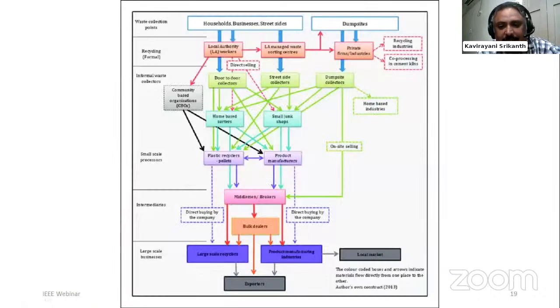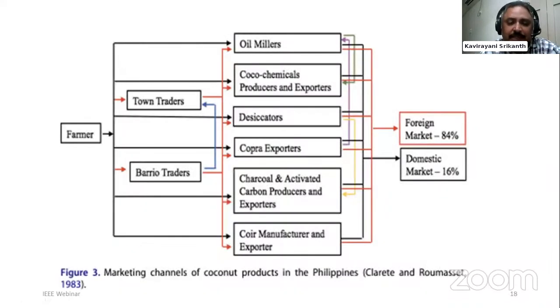But if I look at the plastic supply chain, and I'm talking about a recycler of plastic, the number of players in this is very high. If we are talking about home-based industries, product manufacturers, middlemen, brokers or bulk dealers, the number of people dealing with plastics is immensely high when compared to what happens with a natural product or a natural fiber like coconut.